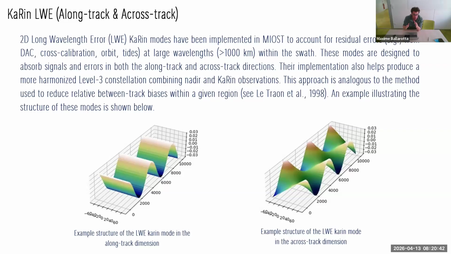So I put an illustration of the shape of this pattern that we want to estimate on this level 3 dataset. This approach is similar to the method that has been introduced historically on Nadir datasets, in a reference paper for example from Pierre-Yves Le Traon in 1998, with already some long wavelength errors that are estimated in the Nadir along track data that are available, for example, in the Copernicus Marine data store.